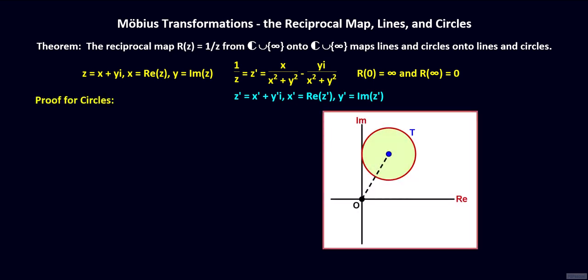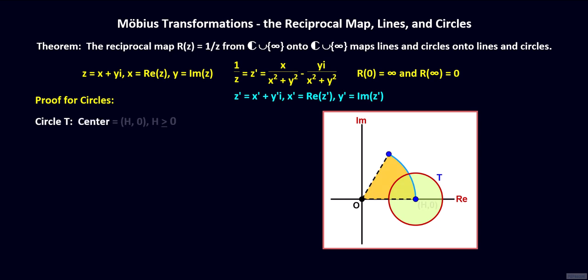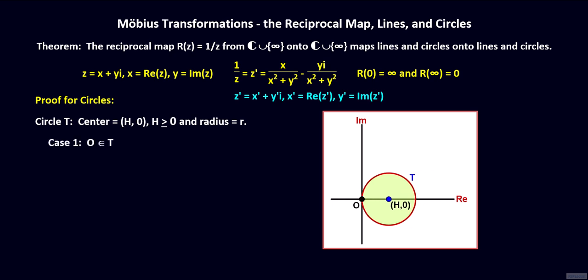When the Cline is a circle, which we call circle T, we apply the same idea of rotating the plane so that the center of the circle is on the real axis. Suppose that the center of circle T is at big H, 0 on the non-negative real axis. First, we consider the case that the origin is on circle T, so that big H is positive and the radius is equal to big H.